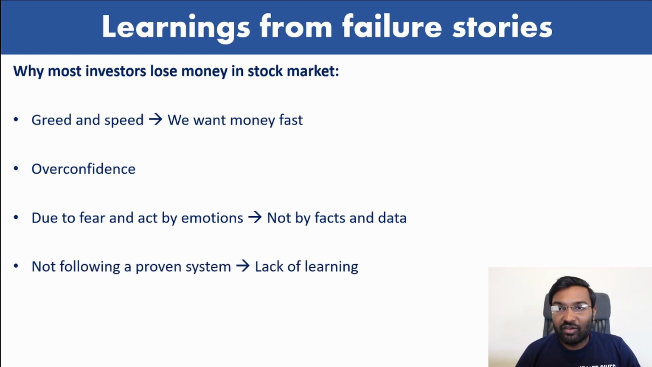And the last one is not following a proven system, which means a lack of learning. You should constantly evolve as an investor. When you are investing, you are always going to make errors. Nobody can be perfect in investing. Even the smartest investors cannot get 100% of their convictions right. There are going to be winning percentages and there are going to be losing percentages.